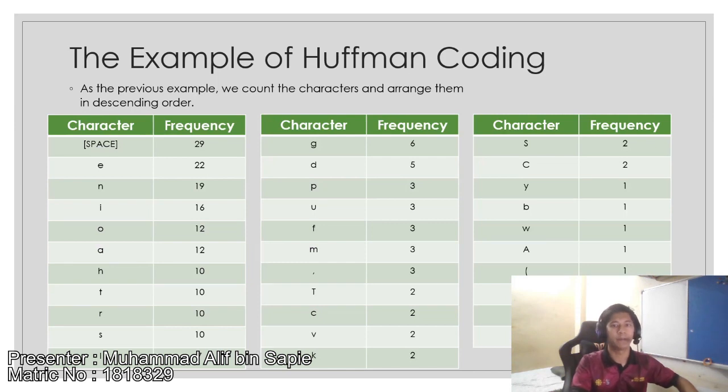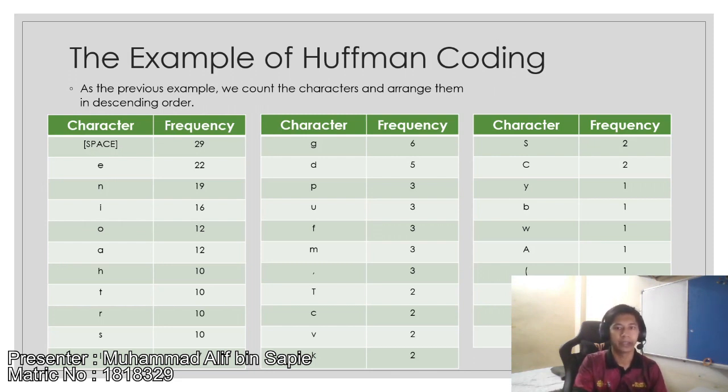As in the previous example, the first step of Huffman Coding is to count the number of characters and arrange them in descending order. As shown in the table, space is at the top because it is the most counted character in the plain text, counted 29 times.